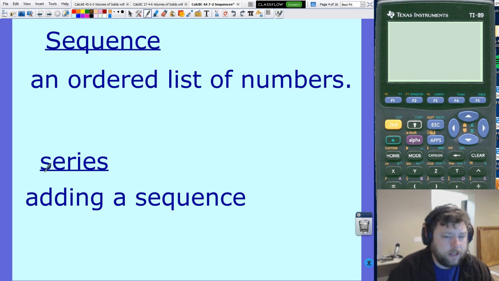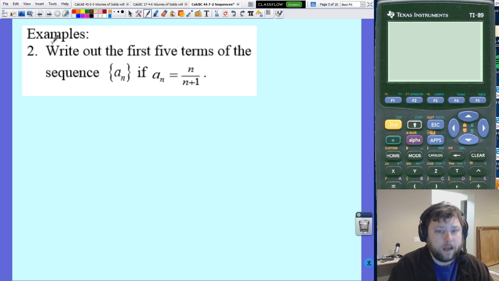Okay, vocab words. A sequence. Last time we talked about a sequence. It's an ordered list of numbers, so there's some kind of pattern to it. A series is where you take that ordered list and add everything. So you're adding up all those numbers this time instead of just listing them.